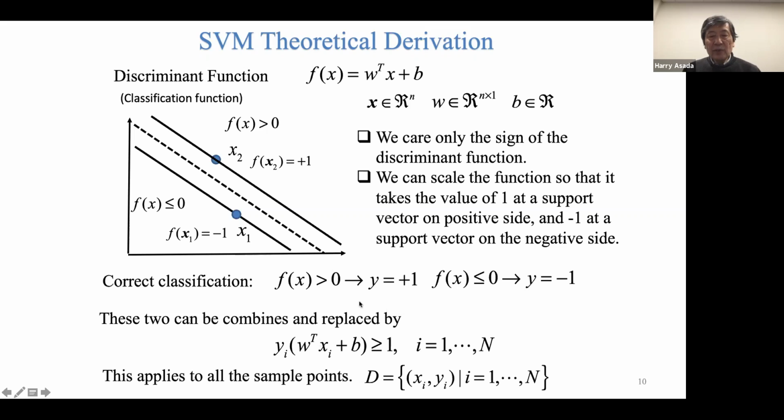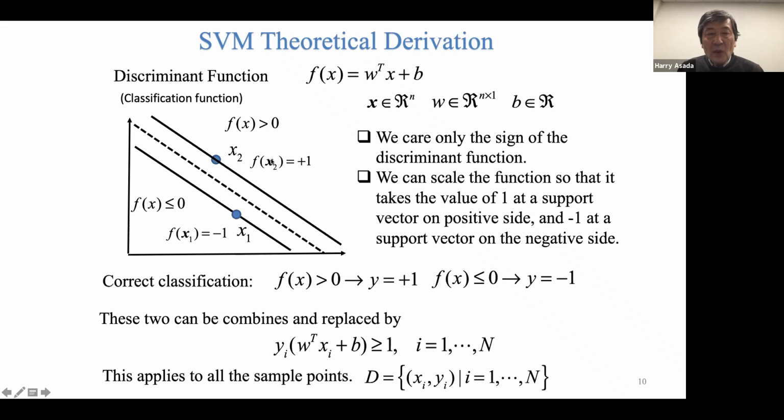The idea is that we multiply this correct answer y to this function, which is called the discriminant function. Plugging in the ith data point, yi times w transpose xi plus b, whichever the case, this is always no less than 1, because in this case this part is positive. And let me just go back to this. We have two boundary points, x1 and x2, the support vectors.